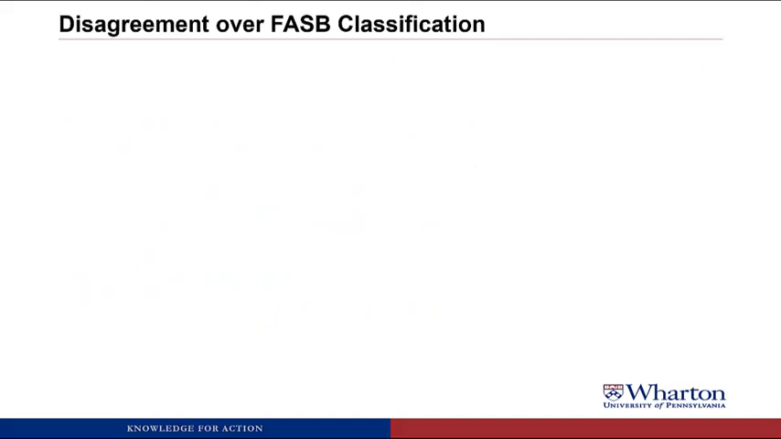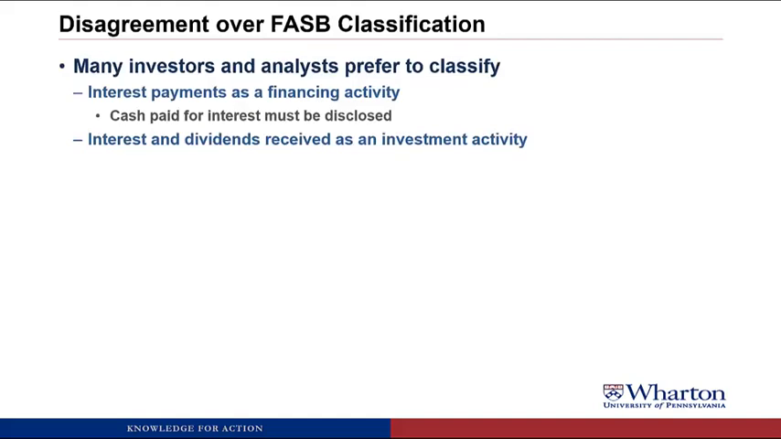Next, I want to talk about disagreements that analysts and investors have over the FASB classification of a couple items. I know it's hard to believe that people would disagree with the FASB, but there are a couple disagreements out there. The first, many investors and analysts prefer to classify interest payments as a financing activity and interest and dividends received on an investment as an investing activity. Under IFRS, a company could put those activities in the different buckets, but remember under US GAAP, you're required to call those operating. So one thing the FASB did is they required a disclosure of cash paid for interest.